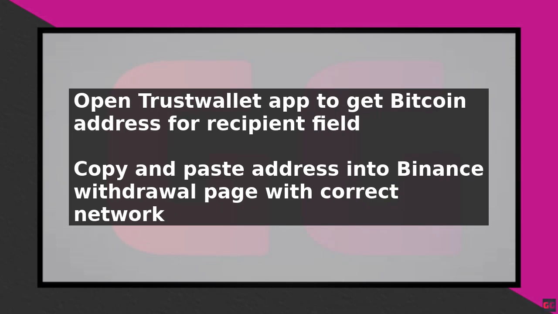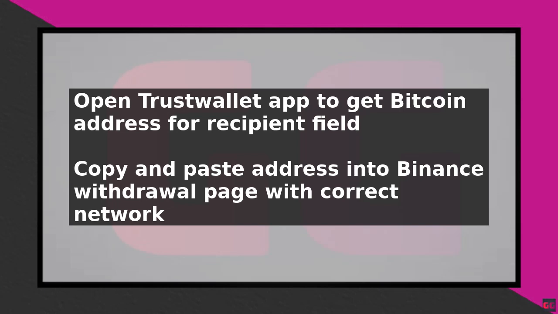To get your Trustwallet Bitcoin address, open your Trustwallet app and navigate to the Bitcoin section. Click on Receive and you will see your Bitcoin address, which you can copy and paste into the Binance withdrawal page. Make sure to select the correct network, which is BTC, and enter the amount you want to withdraw.